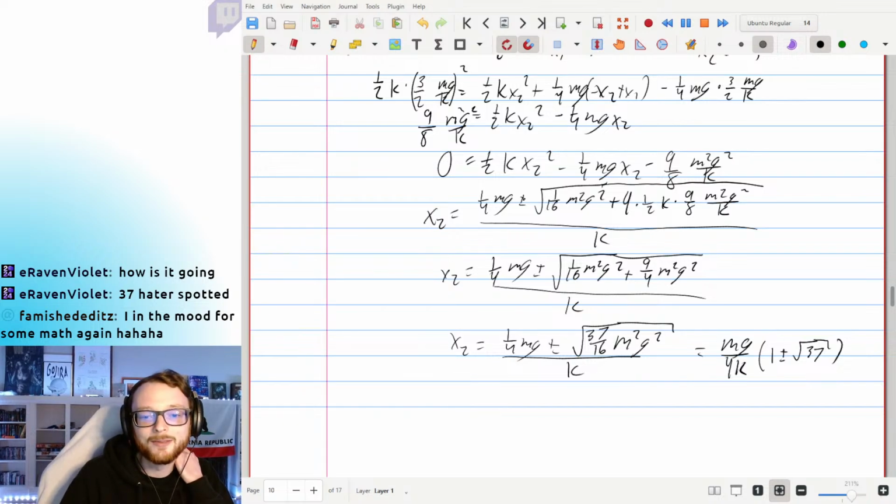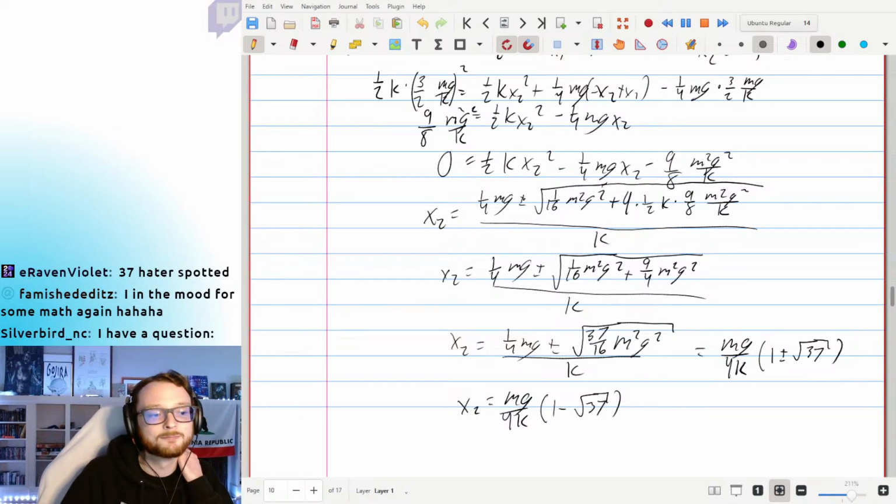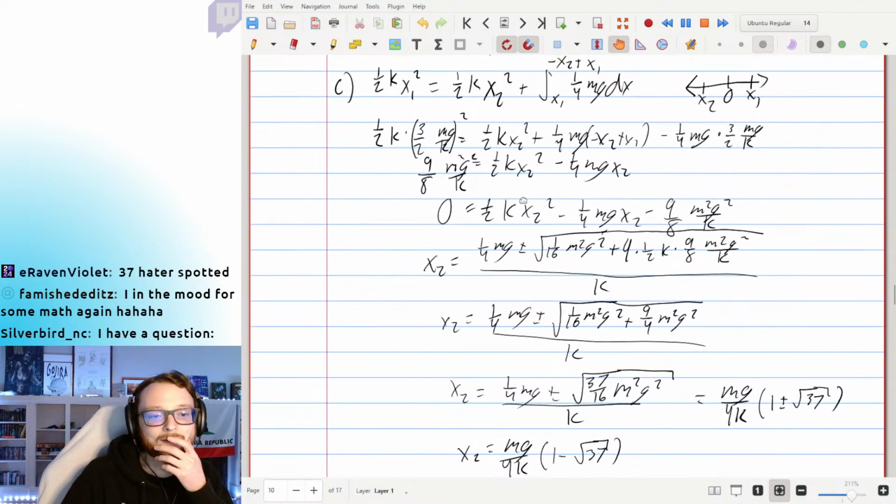Okay. This is a number, and it is a distance. I hate that we get the square root of 37. I gotta be honest, we do expect x2 to be a negative number with how we've defined things. And so I think I'm going to take x2 equal to the negative case. I don't feel that good about this, though.